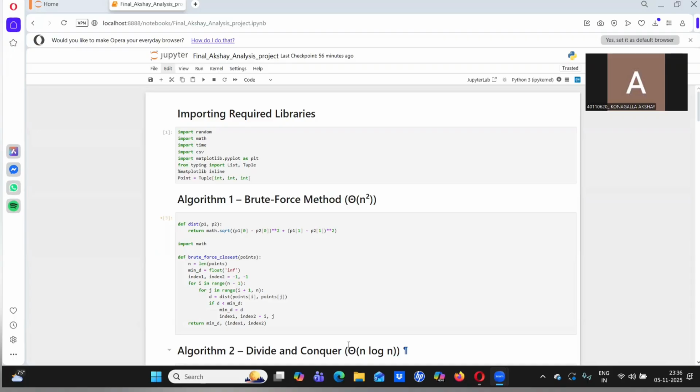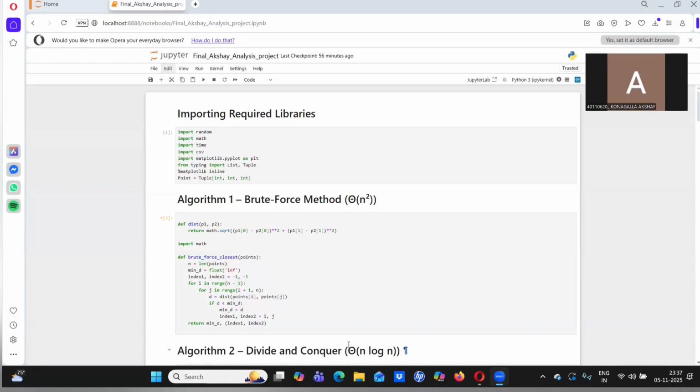In this project, I have implemented and compared two algorithms for solving the closest pair of points problem: the brute force algorithm and the divide and conquer algorithm. The main objective is to observe the empirical computational complexity of both methods and compare how closely the measured results match their theoretical time complexities. So let's begin by looking at the setup and execution of my program.